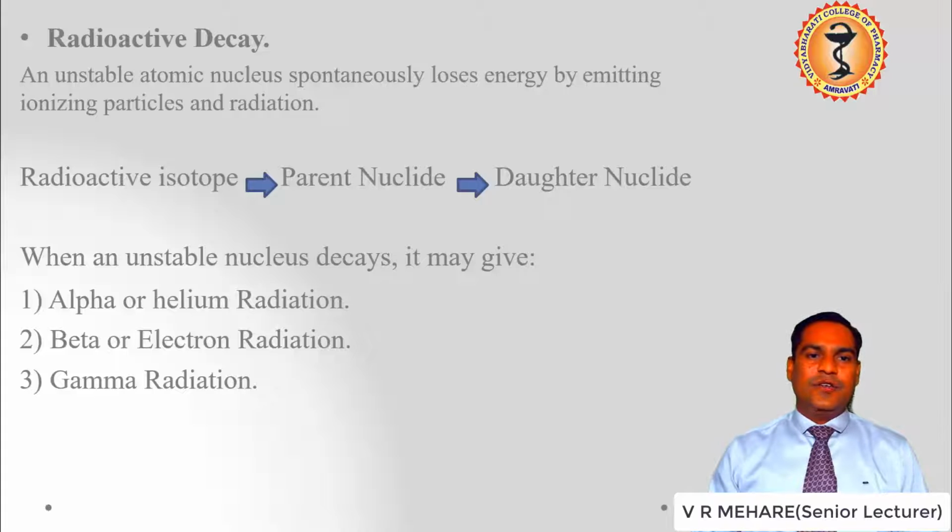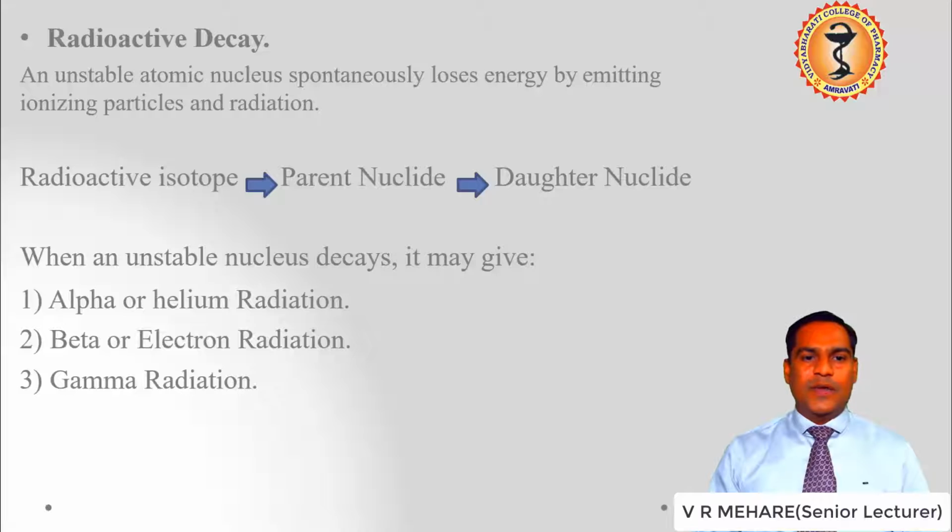from the definition of radioactivity. Radioactivity is the spontaneous and continuous emission of radiation by a radioactive substance. So what is radioactive decay? An unstable atomic nucleus spontaneously loses energy by emitting ionizing particles and radiation. That is radioactive decay.